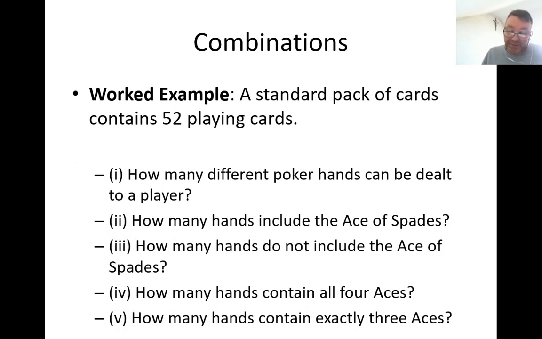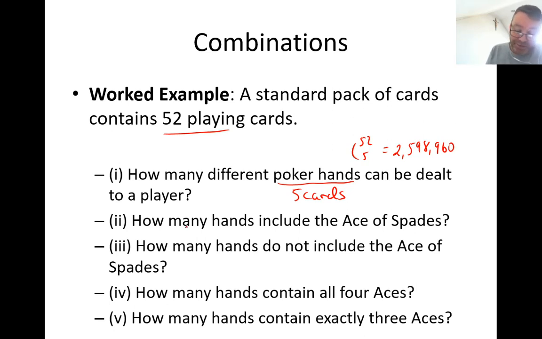Okay, next one. A standard pack of cards contains 52 playing cards. How many different poker hands can be dealt to a player? Now, what's a poker hand? A poker hand is 5 cards. So we've got a standard pack of 52, out of which we want to choose 5. So this here would be 52C5. And 52C5 works out as, and I've done this earlier on the calculator, 2,598,960. It's quite a big number.